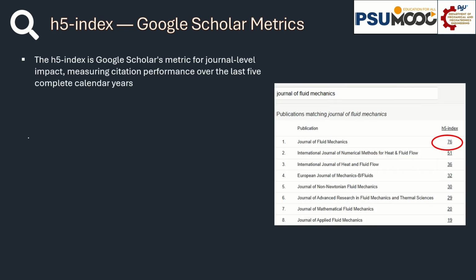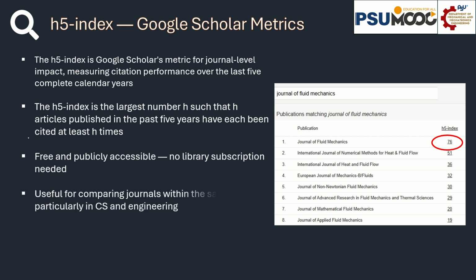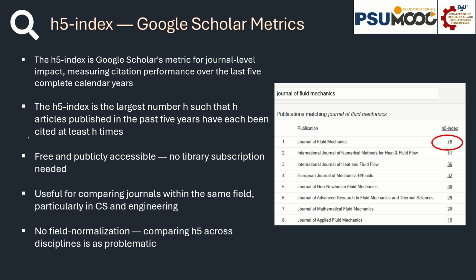The H5 index is Google's journal impact metric. It is based on citations received over the previous 5 complete years. The H5 index is the largest number h, such that h articles published in the past 5 years have each been cited at least h times. The metric is freely available through Google Scholar and is particularly popular in computer science and engineering. However, like other citation metrics, comparisons across disciplines should be made carefully.